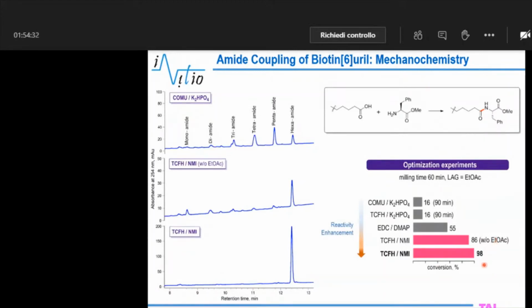Also, as I told you, this liquid-assisted grinding additive is very important, so it plays some role. Without it, you generally have lower yields of your reaction. But it works, and it now gives a very nice reaction outcome and a pretty clean HPLC of the crude product.